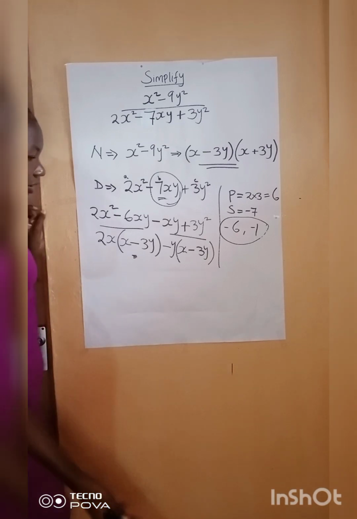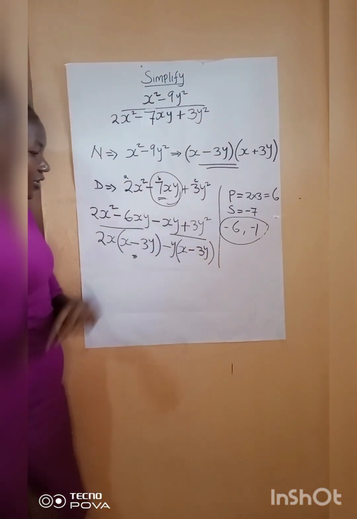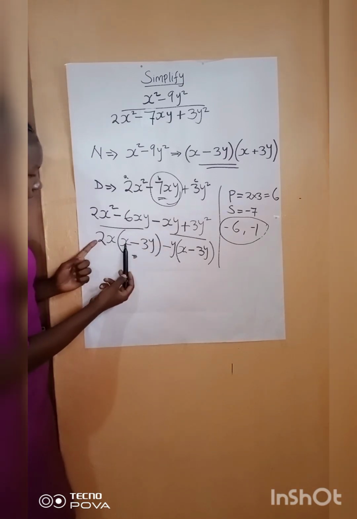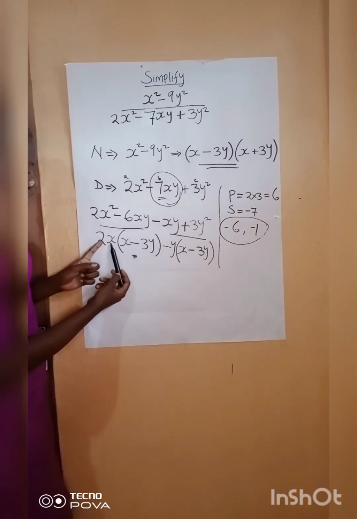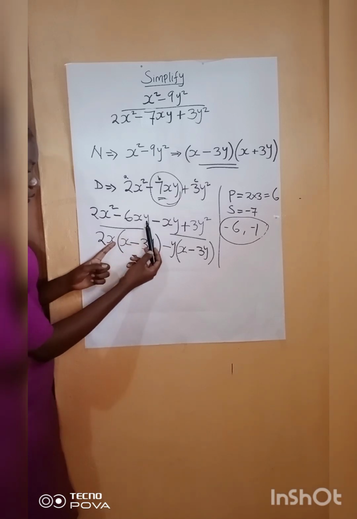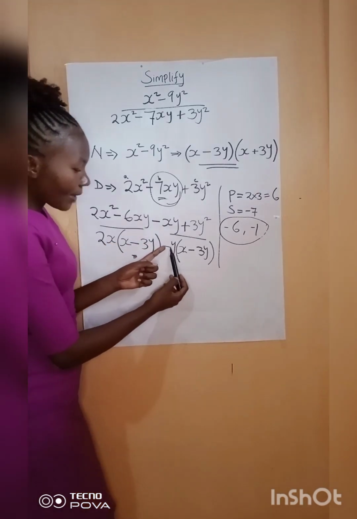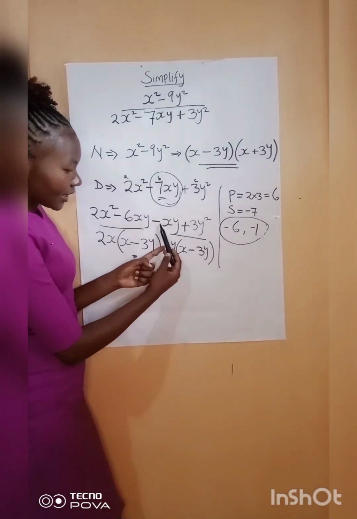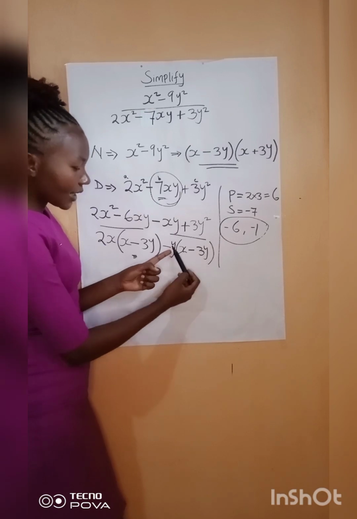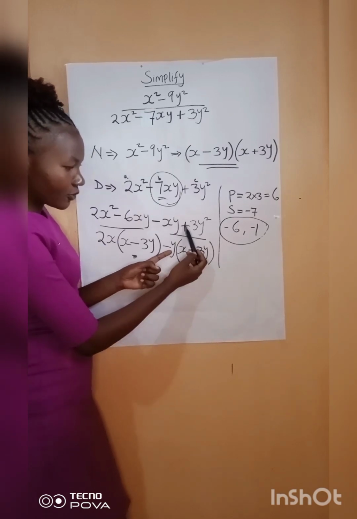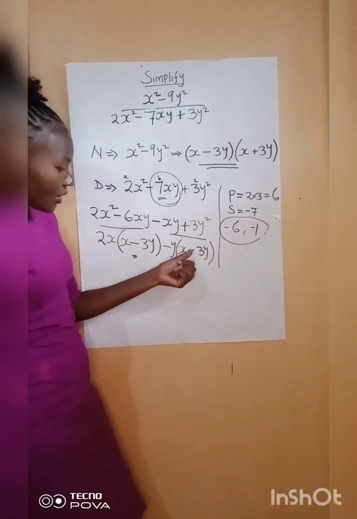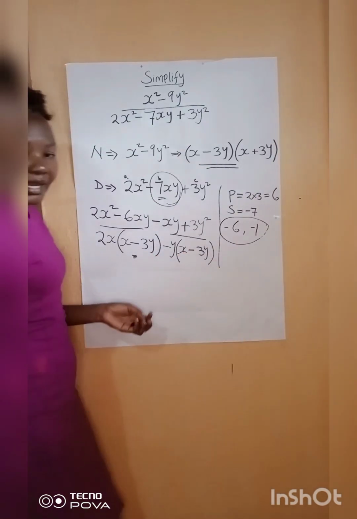You may be wondering why we have negative and yet this one is positive. Now this is how we do it. If I multiply 2x times x, I get 2x squared. 2x times minus 3y, I get minus 6xy. I come to this other side, minus y times x, I get minus xy. Minus y times minus 3y. So a negative number times a negative number, you get a positive number, which is 3y squared. And that's how we have this negative here.